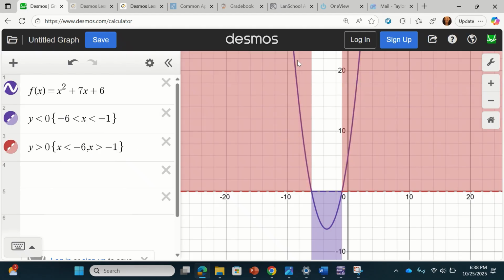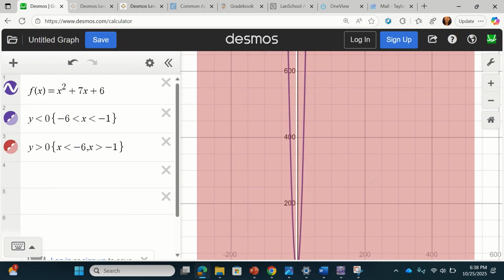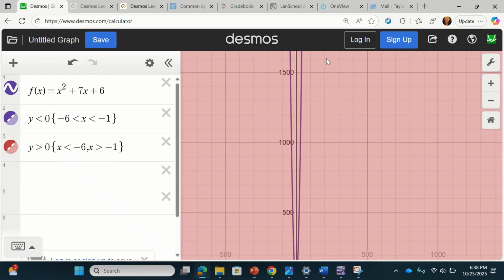So what we can see now is we kind of eliminated the chunks that shouldn't be highlighted. So positive, negative, positive. Okay, and when you have done it correctly, it should look like this. And it really does go on forever. Okay, so if I zoom way, way out, you can tell it's getting super skinny.